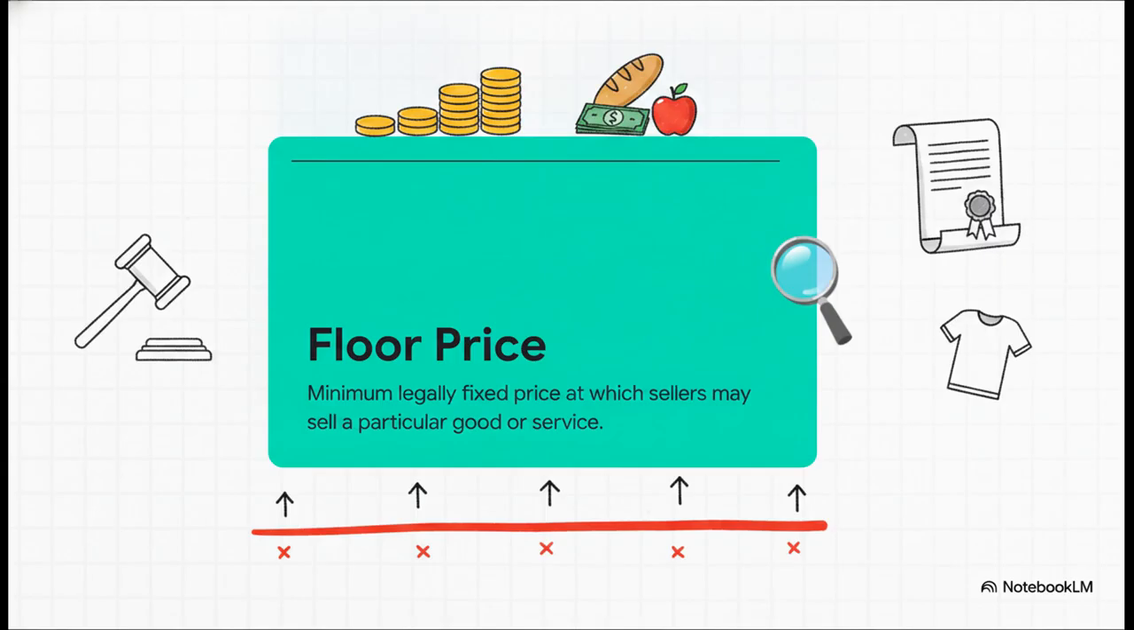Minimum price legislation, which we usually just call a floor price, is defined as the minimum price legally fixed by the government at which sellers may sell a particular good or service. Now, I want you to pay really close attention to that word legally. This isn't a suggestion. It's a mandatory boundary set by the state. You cannot legally transact below this price line.